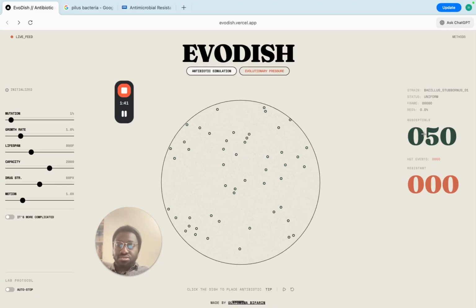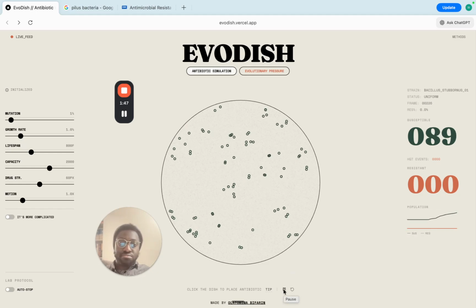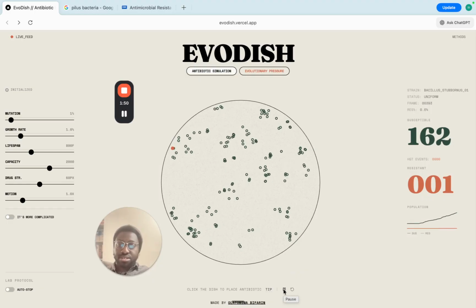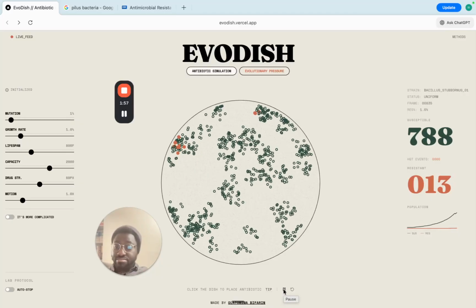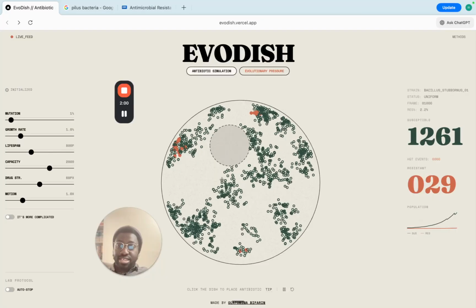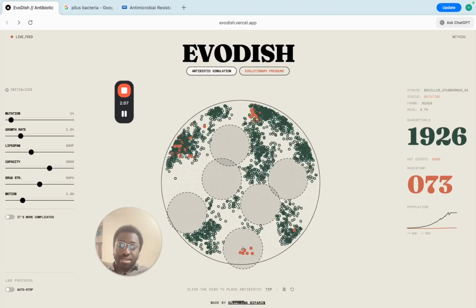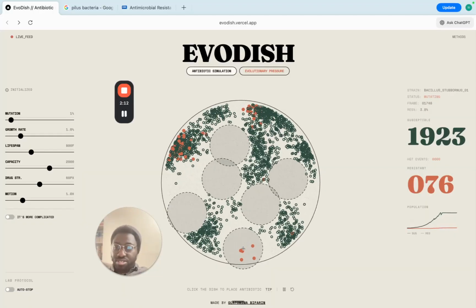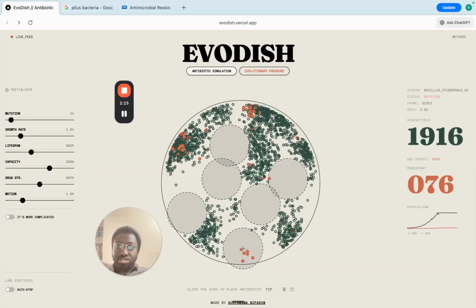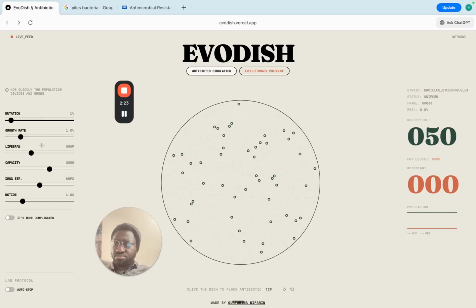So in essence, you can simulate how these bacteria cells multiply, and how resistance is actually emerging. You can also place antibiotic discs by clicking on the petri dish, to simulate what happens when you have this external pressure in the ecosystem. So I'm going to mention very briefly what some of these steering wheels are.